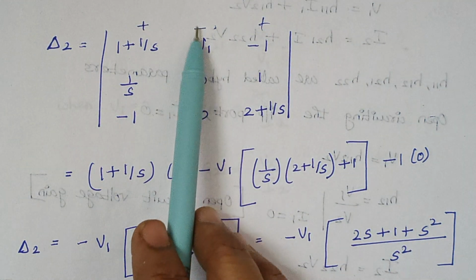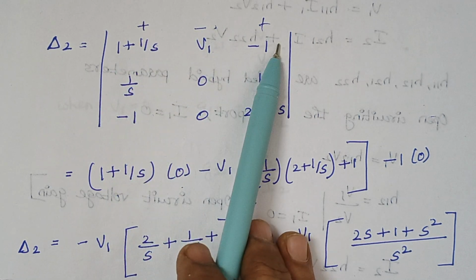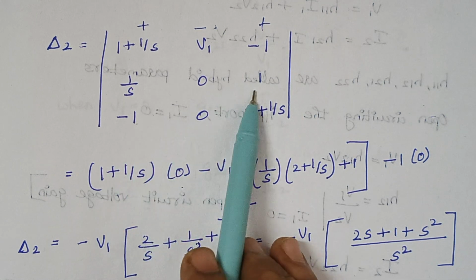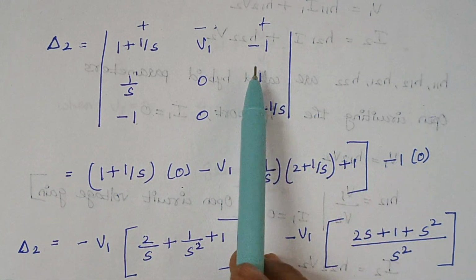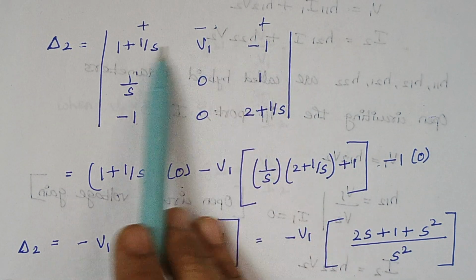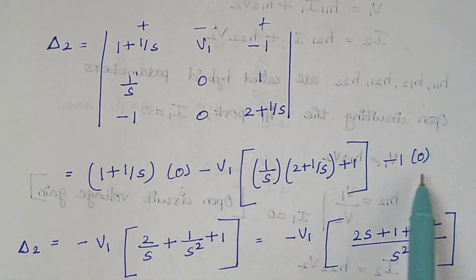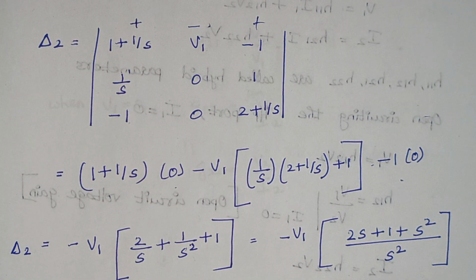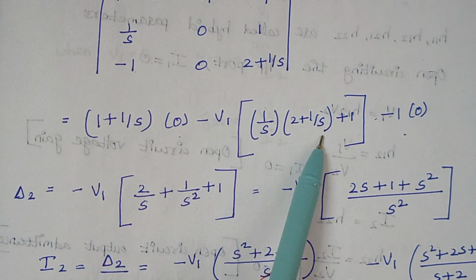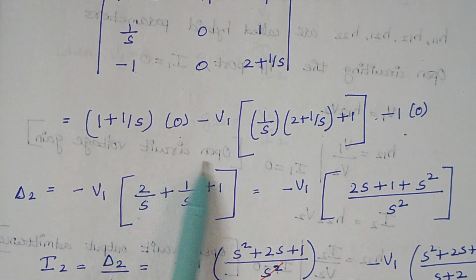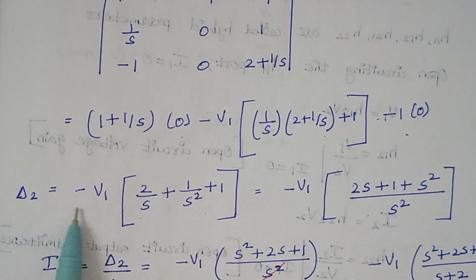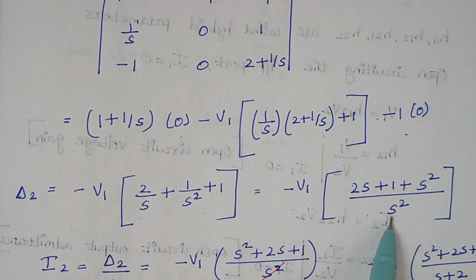So when you take minus V1, this column and this row gets eliminated. So 1 by s into (2 plus 1 by s), minus of minus 1 into 1. Plus again, plus into minus becomes minus, so minus 1. Again when you leave this column and this row, we have zeros. When multiplied it becomes 0. So again when you simplify and you take LCM, the first step is we are just multiplying these two terms. So we are getting this, and the next step is we are taking LCM. So here this is the equation, del 2 is equal to minus V1 in terms of this term.